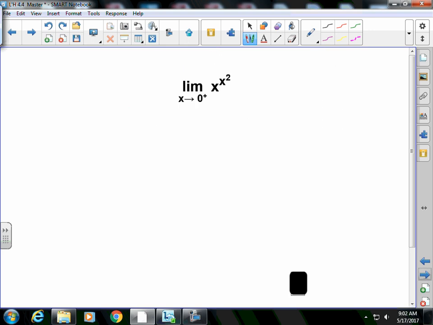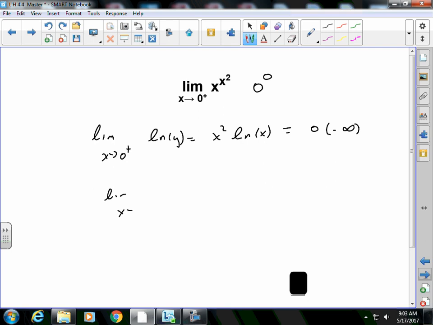We're going to do the same thing here. I get a 0 to the 0. 0 raised to the 0 power. So I'm going to shortcut this a little. The limit as x approaches 0 from the right of the natural log of y, because that's where we're going, kicking out that exponent, is x times the natural log of x. This gives me a 0 times a negative infinity. I will rewrite this as the limit as x approaches 0 from the right of the natural log of x all over 1 over x squared.